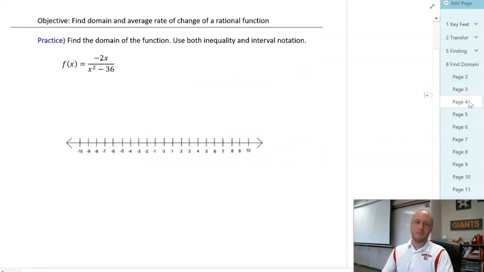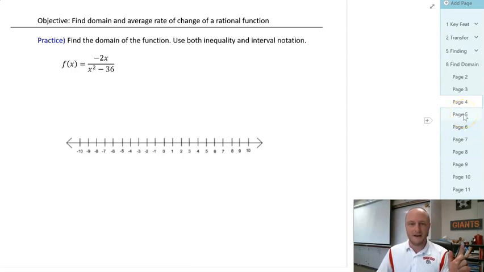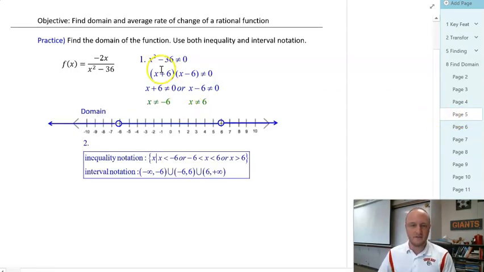Here is a practice problem. Please pause the video. Go ahead, try this one. All right, hopefully you paused it. Hopefully you set the denominator equal to 0. You factored with difference of squares. Okay, excluding -6 and +6, giving us our domain.